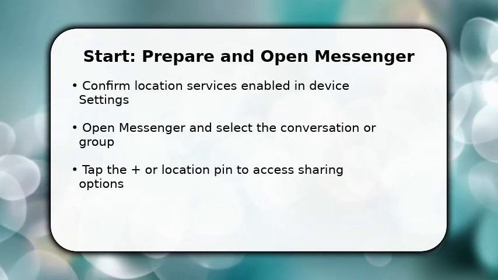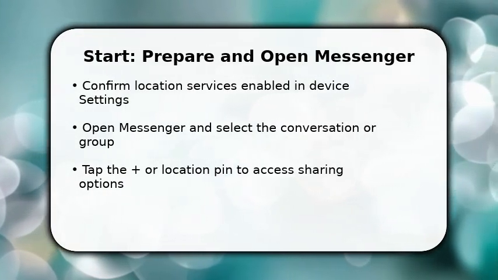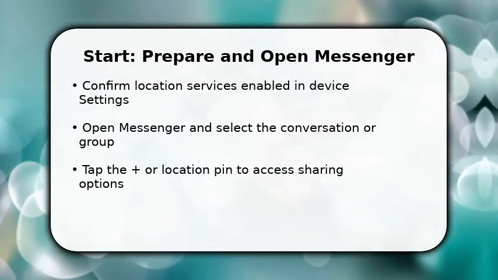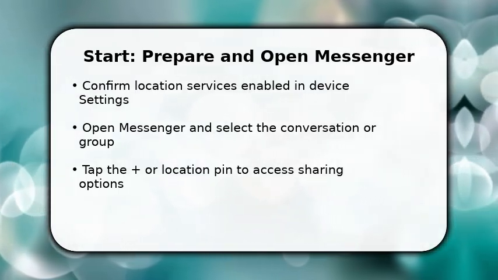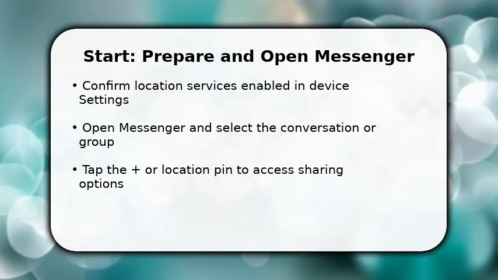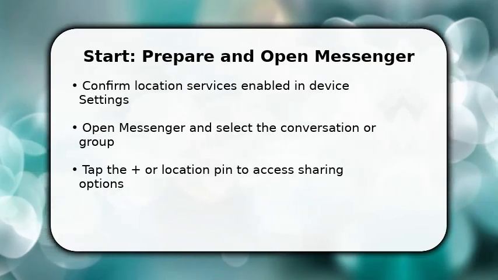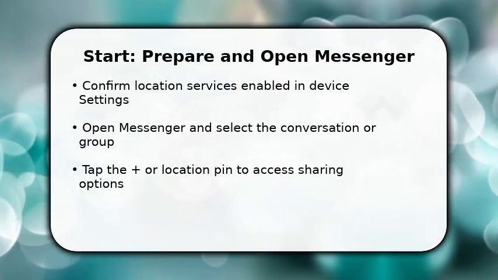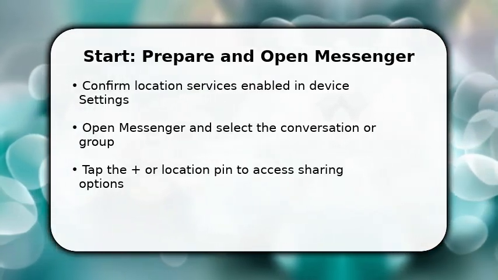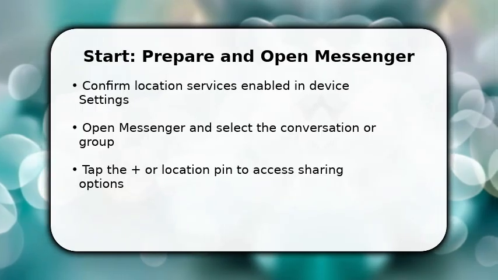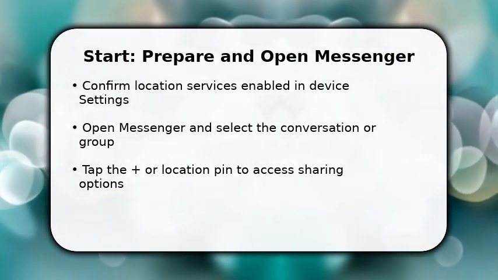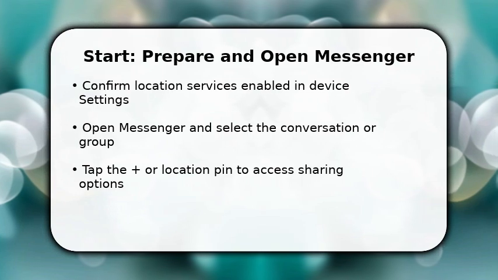You'll begin by verifying prerequisites. Make sure your device's location services are on and Messenger has permission to use them. Once that's confirmed, open the Messenger app and go straight to the chat where you want to share. Tap the plus icon or the location pin within the conversation to bring up location options. This starts the flow for sending a point on the map or enabling live location. Doing this first avoids backtracking and ensures Messenger can access accurate coordinates immediately.